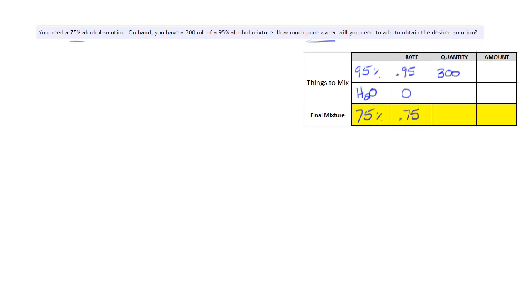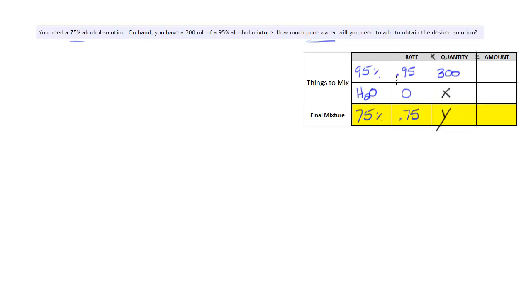All right, and now we just need to fill in these amounts. We don't know how much water we're going to use, how many milliliters, so we're going to let X represent that. We're going to let Y represent the amount in the final mix, because if we don't know how much water we're adding to the 300 milliliters that we have, we obviously don't know how much we're going to end up with. Okay, and then as always, what we're going to do is multiply just our rates here by our quantities to get to our final amounts.